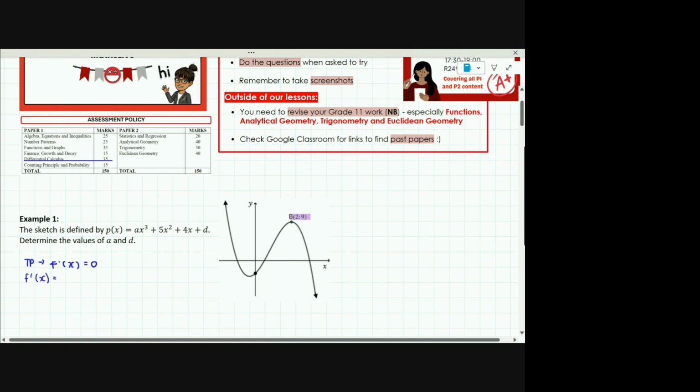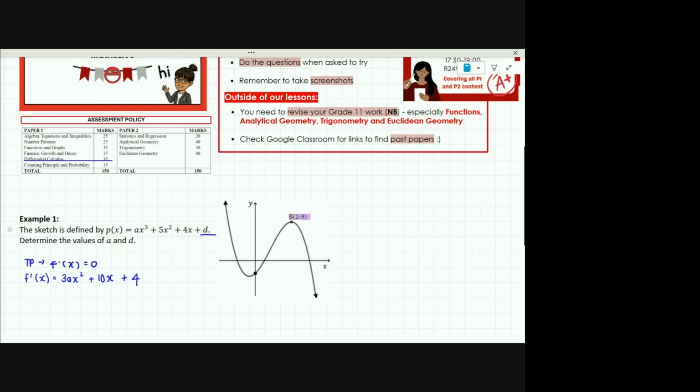Now, grade 12s, remember, do not use first principles unless we ask you to. Use the little trick that we spoke about. Take the exponent, times it by the coefficient, and then subtract 1 from the exponent. Move on to the next term. Times the exponent by the coefficient, subtract 1 from your exponent, etc., etc. Remember, constant terms fall away. So that d is going to fall away.